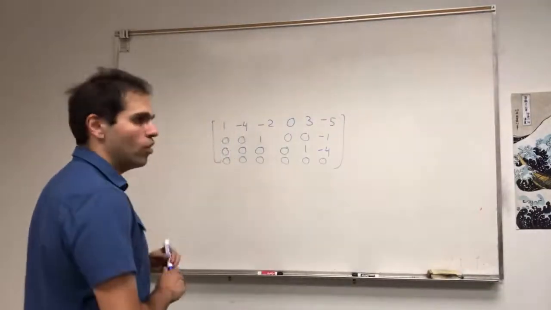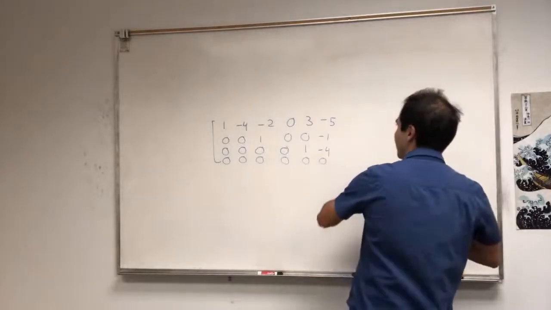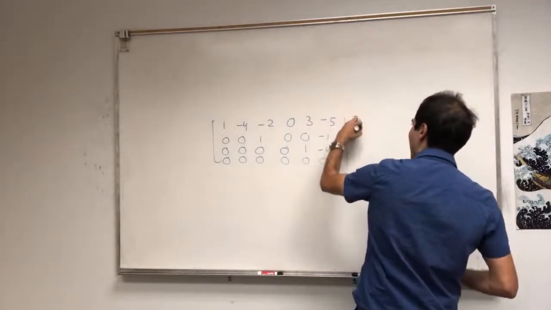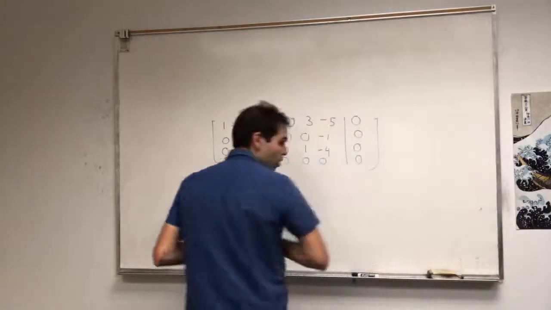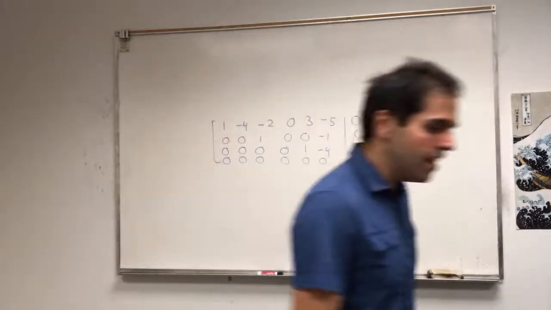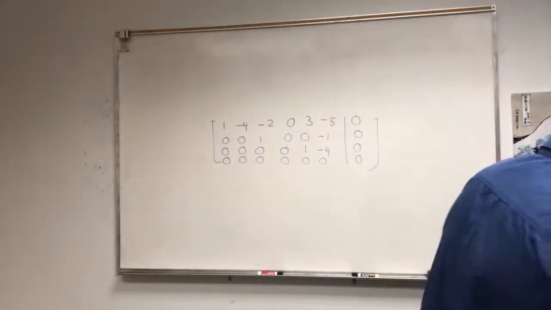notice first of all, we want to solve the equation AX equals 0. So if you want, you can add up a bunch of zeros if you want. But the important thing to notice is that this is in row echelon form. So it does look like a staircase pattern.